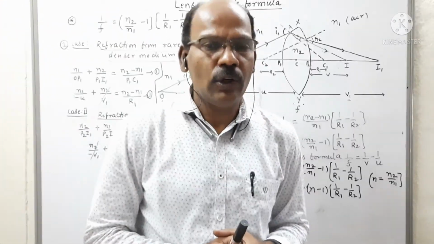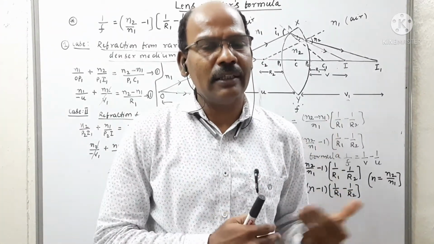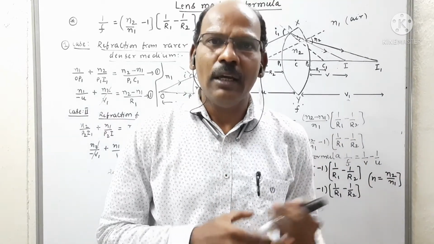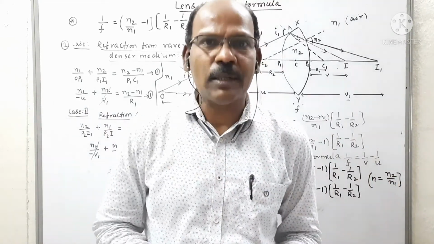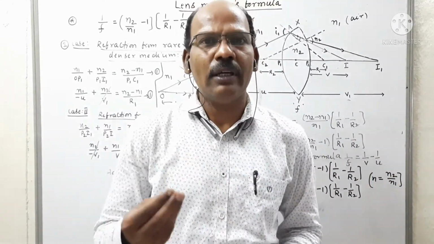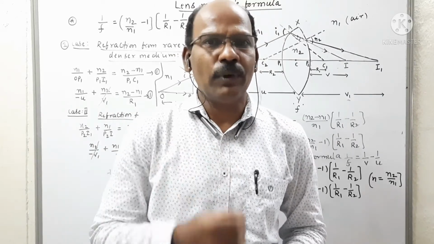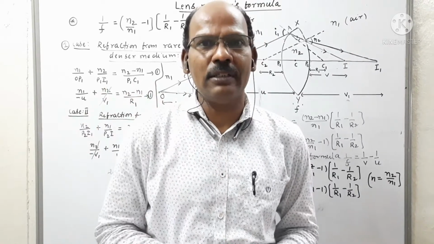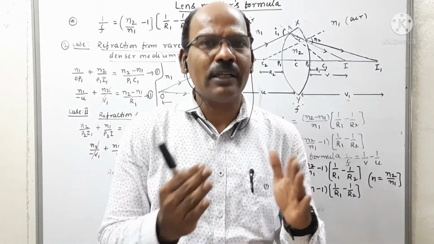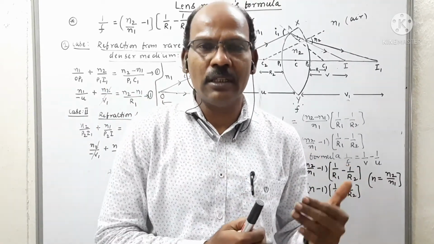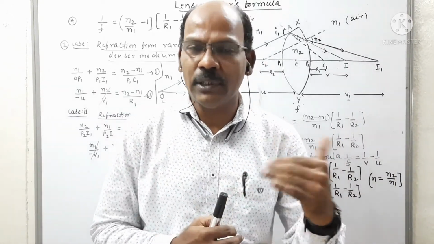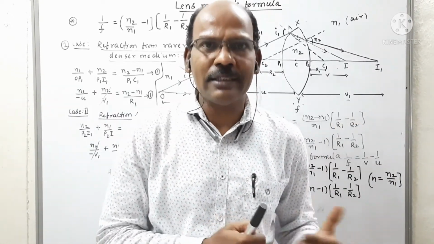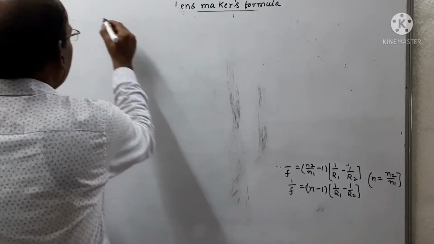I hope you all understand the concept. If you follow the concept of the Lensmaker's formula, we can easily solve problems based on the shape of the given convex lens or concave lens. So what are the special cases in the case of different shapes of the convex lens? Let's observe some cases.